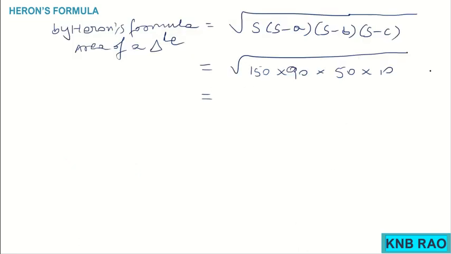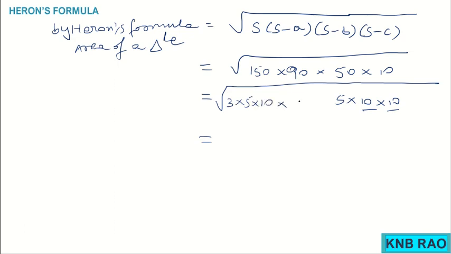Now simplifying this. How to simplify? See children, always remember 50 can be written as 5 into 10. Here I have already 10, so 10 into 10, in the next step that 10 will come out. Similarly, this 150 I will write as 3 into 5 into 10 and 90 also I will write as 3 into 3 into 10. So totally I have 10 multiplied by itself 4 times.